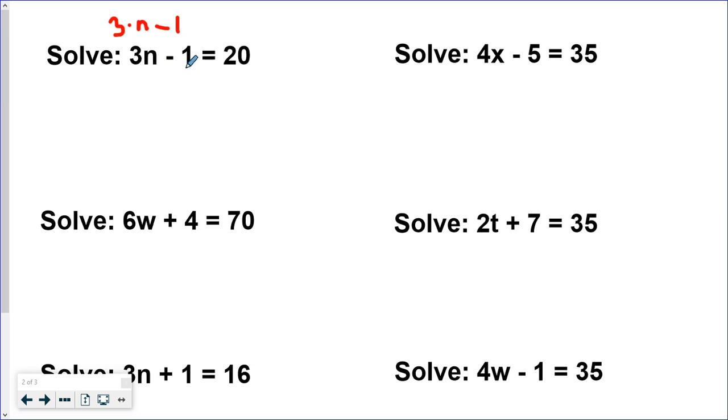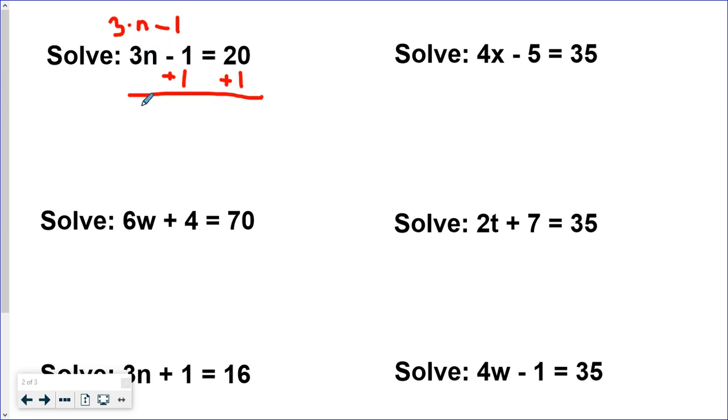So notice that this problem here has a -1. In order for me to get rid of it on this side, I want to do the opposite of that. So sixth graders, here's the question. What is the opposite of subtracting 1? I'm hoping you were able to answer. The opposite of subtracting 1 is adding 1. So what I'm going to do is add 1 to both sides of the equal sign. 1 on this side and 1 on this side. Okay? Then I draw my line.